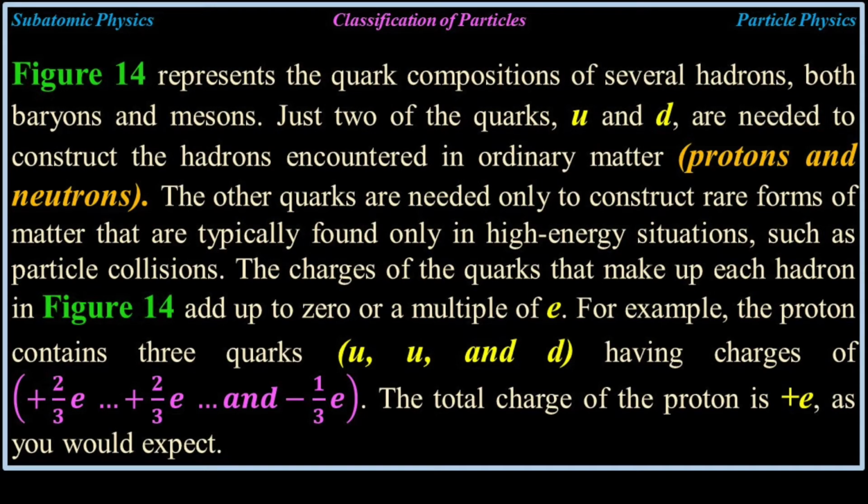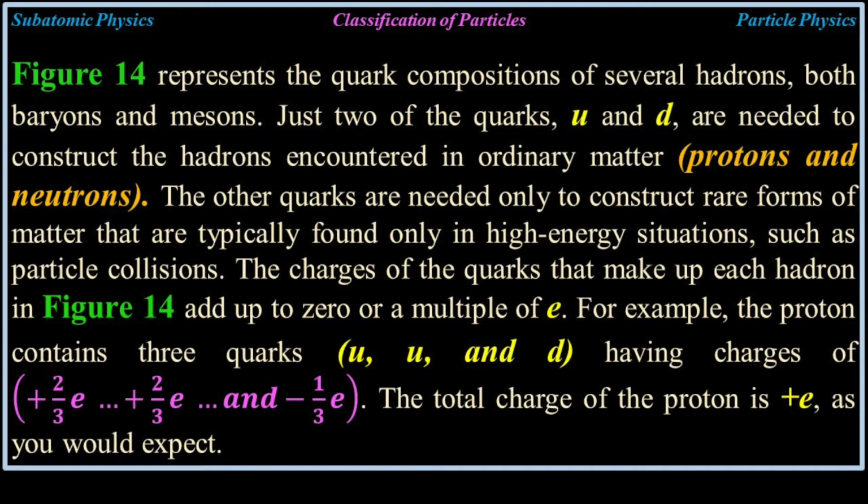Figure 14 represents the quark compositions of several hadrons, both baryons and mesons. Just 2 of the quarks, u and d, are needed to construct the hadrons encountered in ordinary matter, protons and neutrons. The other quarks are needed only to construct rare forms of matter that are typically found only in high-energy situations, such as particle collisions.